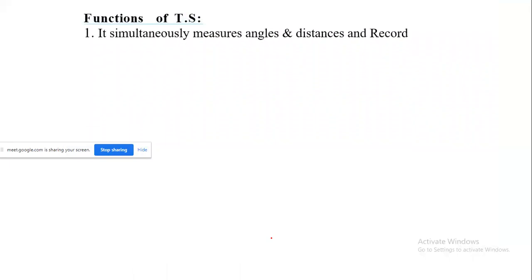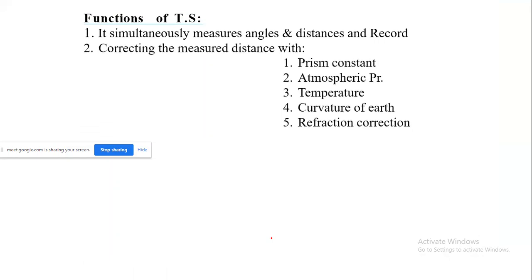So what are the functions of a total station? It simultaneously measures angles and distances and records them. Then correspondingly, it corrects the measured distance with prism constant, atmospheric pressure, temperature, curvature of Earth, and refraction correction. So you can measure all of this.